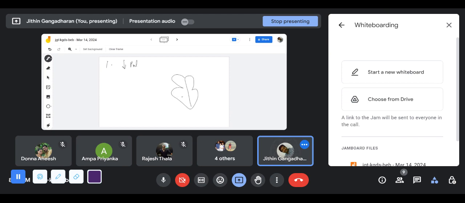This is your heart. So increased pulmonary blood flow means increased flow to your lungs. What is ASD? Atrial septal defect. What is VSD? Ventricular septal defect. What is PDA? Patent ductus arteriosus.